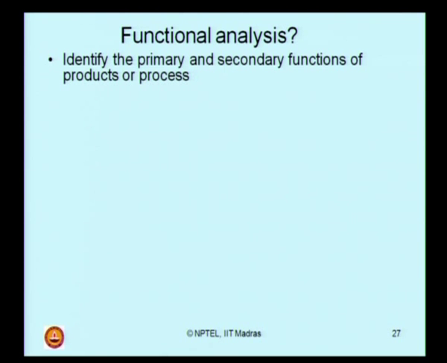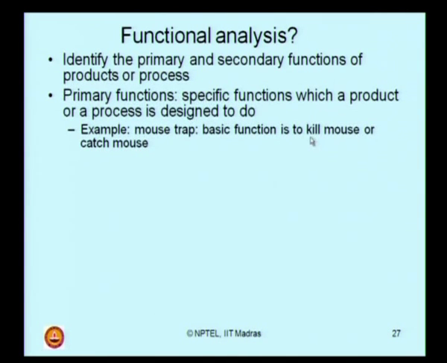Let us fundamentally ask a question, what do you understand by functional analysis? Functional analysis is a process by which we identify the primary and secondary functions of products or processes. The primary functions are those specific functions which a product or a process is designed for. For example, let us take a mouse trap. The basic function of the mouse trap is to kill the mouse or at least to catch a mouse. So, that is the primary function of a component which is the mouse trap.